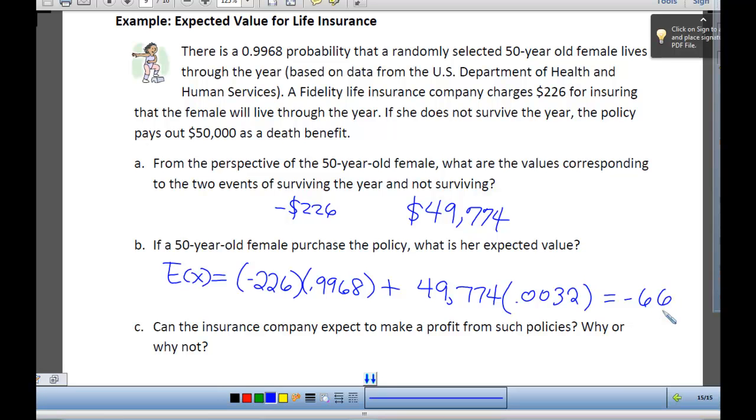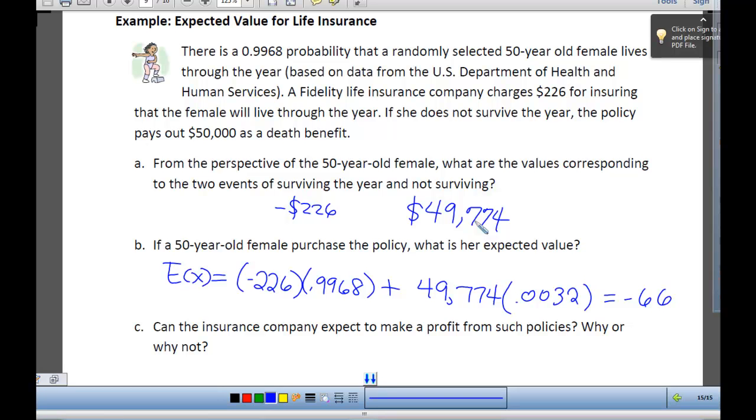Okay. So if we lined up 1,050-year-old women that purchased this policy, and at the end of the year we assessed, each of them is going to do one or the other. These are the outcomes. They either lose 226 or somebody gets this. But when we average those things together, we would expect that the average benefit would be a loss of $66 per person. Questions about that?